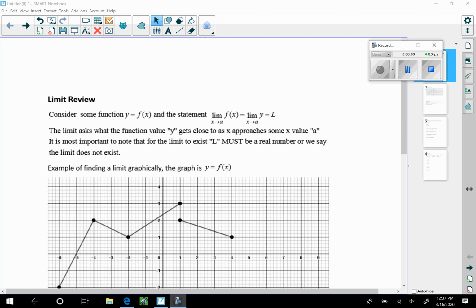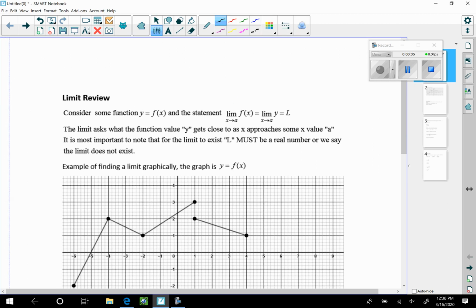So today we're going to look at limit review number 1, which officially begins our review for the AP test. So let's consider some function y equals f of x, and the statement, the limit as x goes to a of f of x, or we could say the limit as x goes to a of y. Both of these mean the same thing.